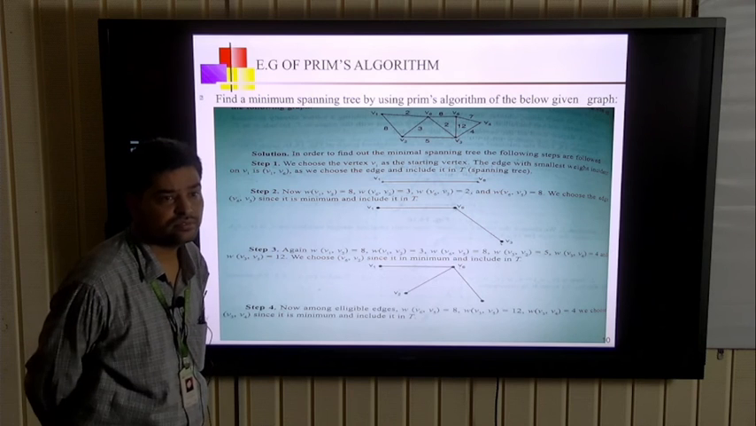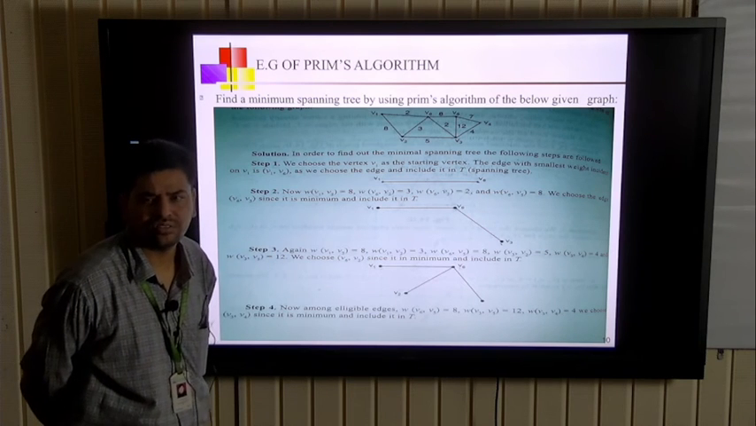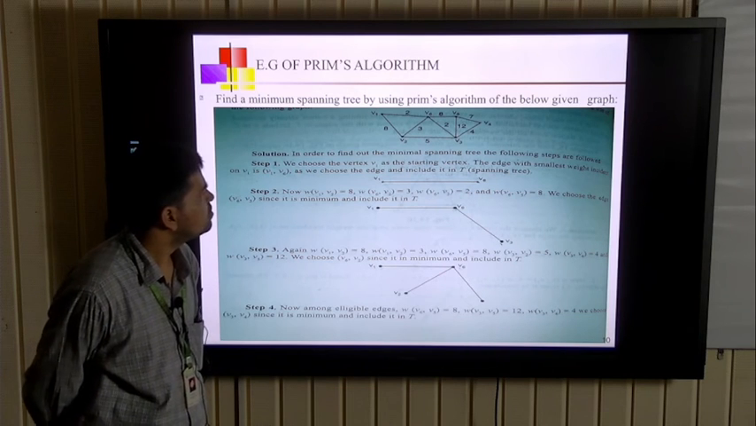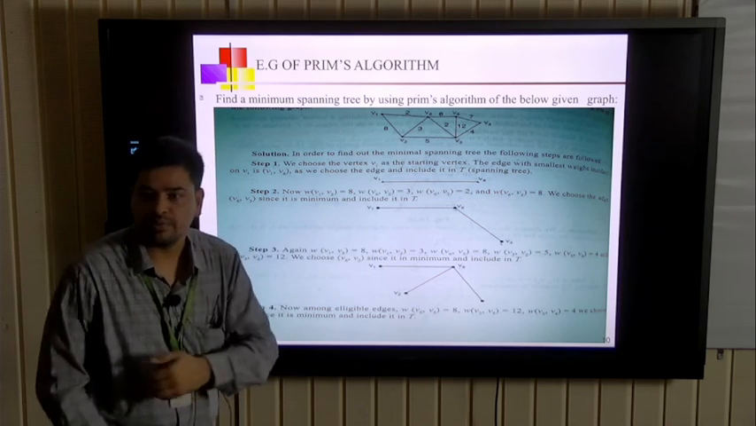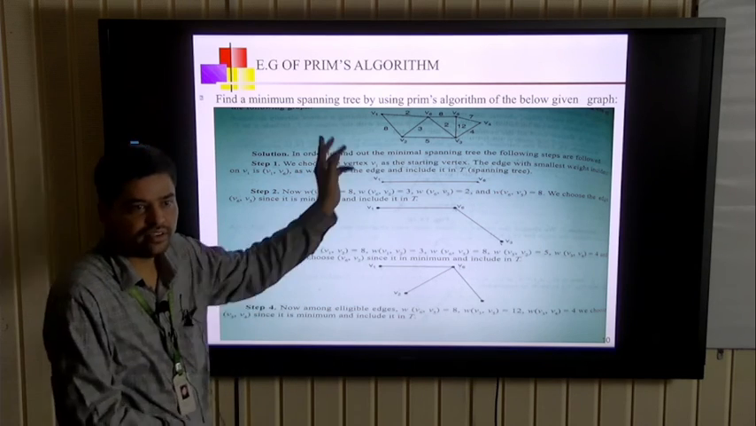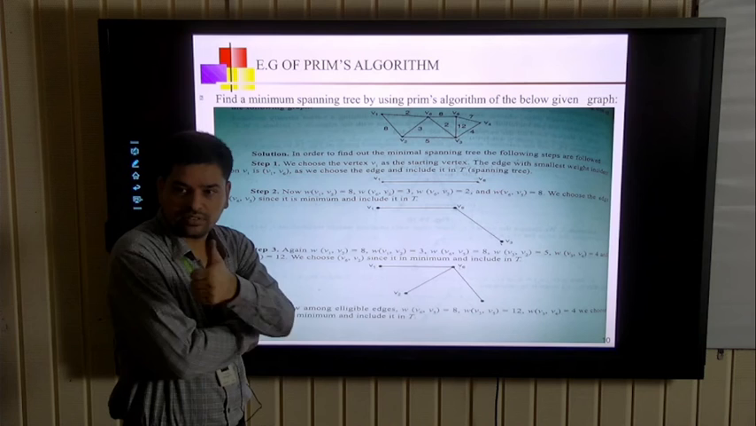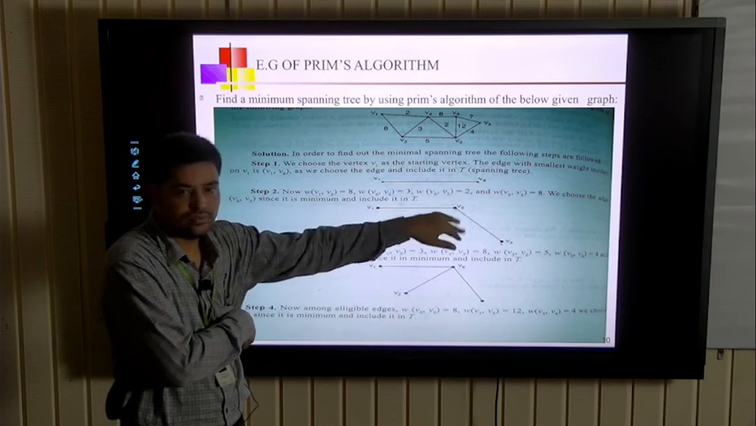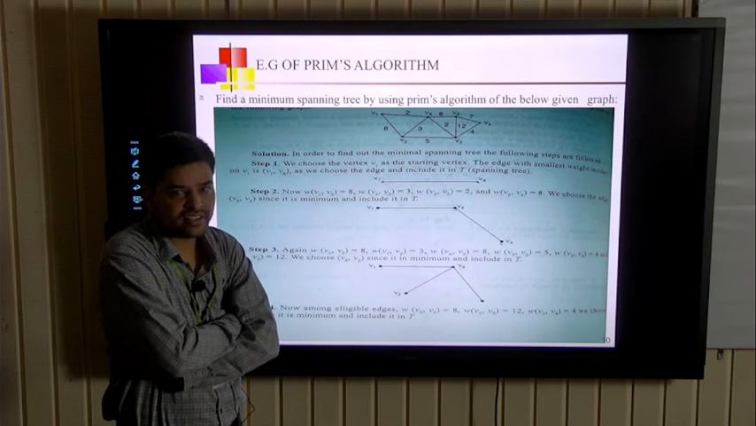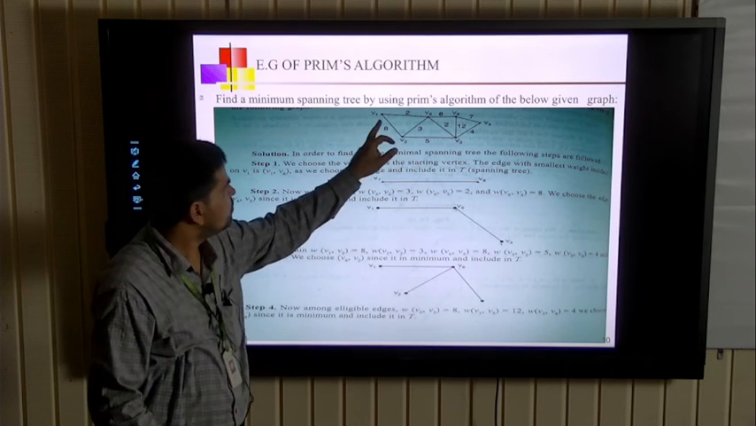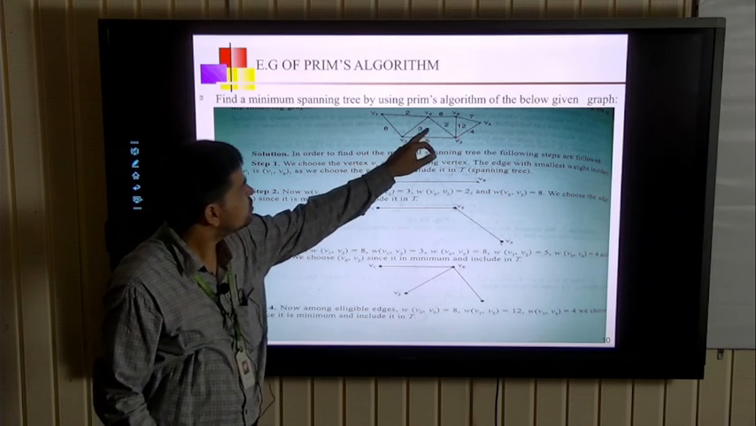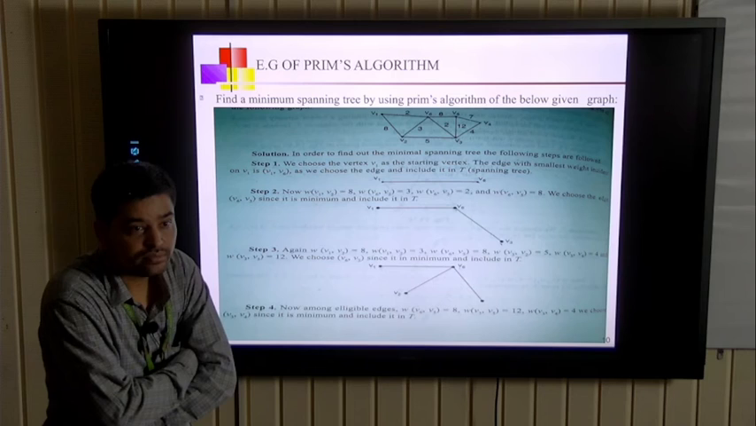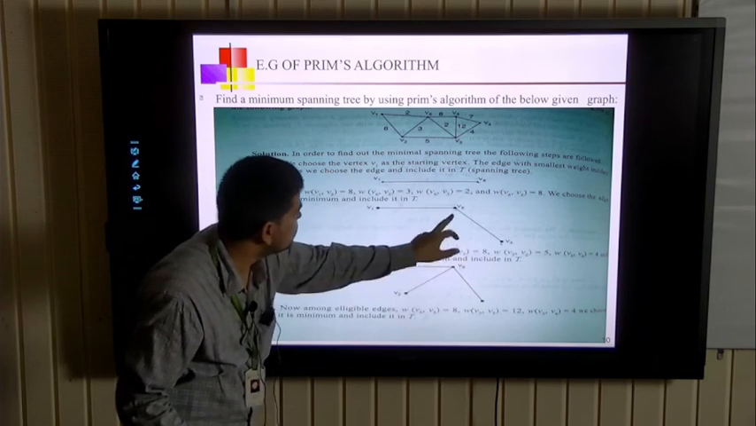Weight, cost. V1 to V2 is 8. V1 to V6 is 2. Which is minimum? 2. So you select V1 to V6. Step 1 is complete. Now how many nodes do you have? 2. So how many edges are connected to V1 and V6? V1 has 8, V6 has 8 and 2. Right? Which one is minimum? 2. V6 to V3, you choose V6 to V3.